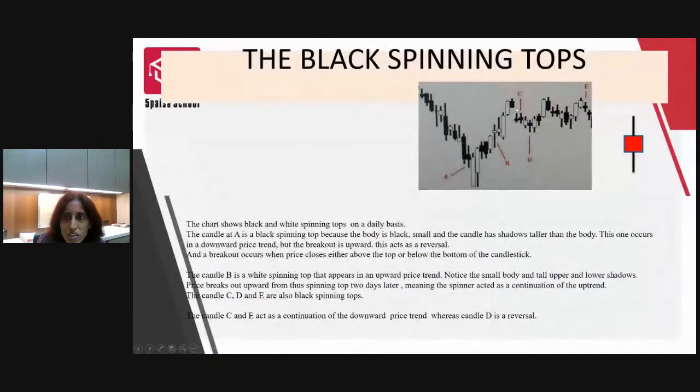Okay. Now again, if you see C, D, and E, which are all your black spinning tops, and the candles C and E, do you see the C and E? They are all acting as a continuation of the downtrend, whereas D in this case is showing a reversal. D is showing a reversal because immediately after that there is a white candlestick. Okay, so this was about your black spinning tops and how you are going to use it for your decision.